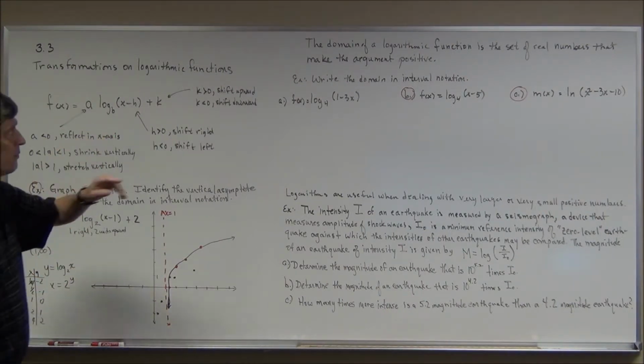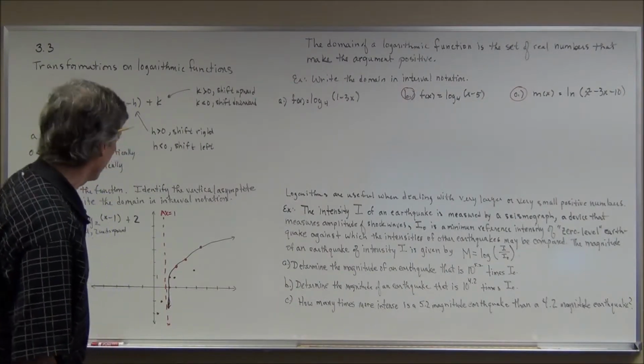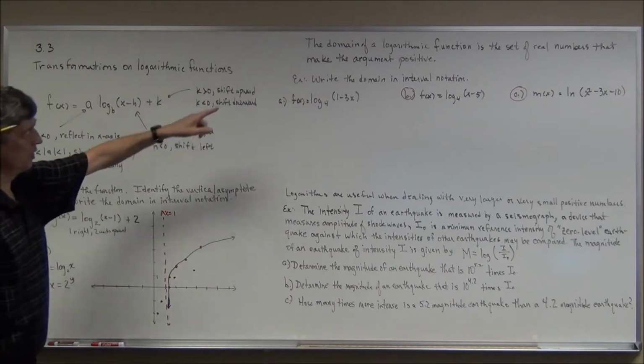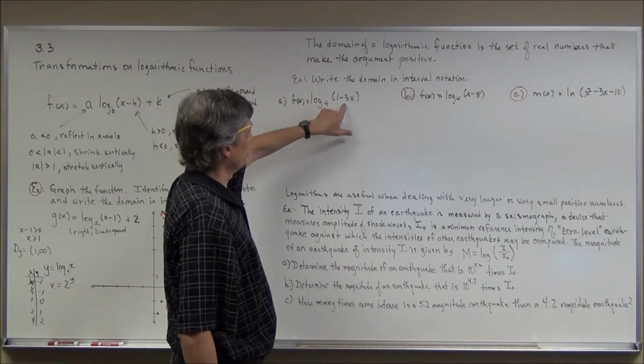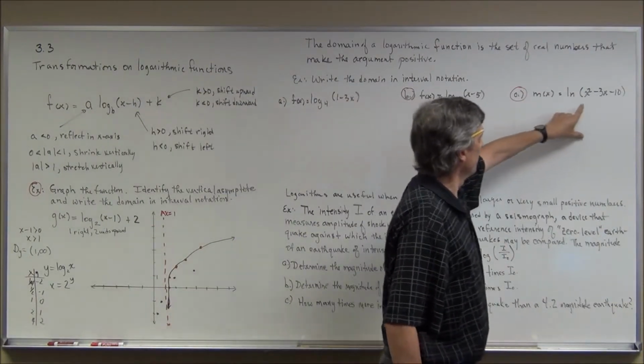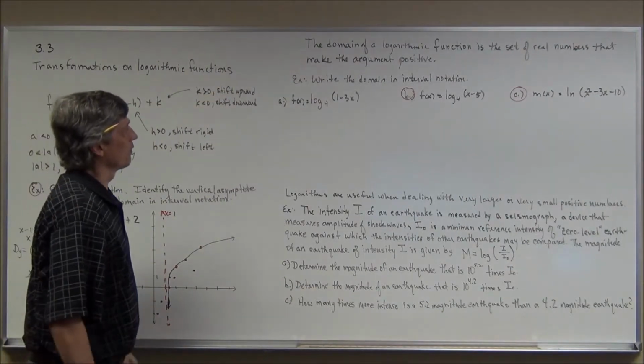Over here, the domain of a logarithmic function is the set of all real numbers that make the argument positive. That's what I was talking about back here when I found the domain. The argument, of course, is like what you're inputting. So this would be the argument. This would be the argument. This would be the argument. Okay? Now, we're to write the domain in interval notation.